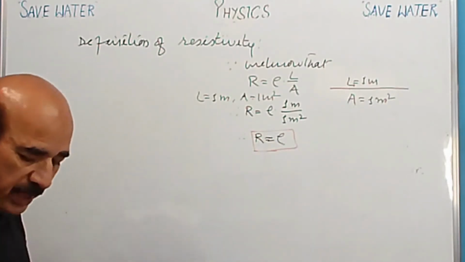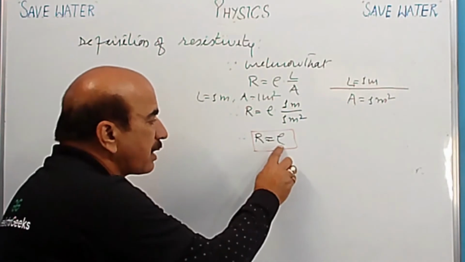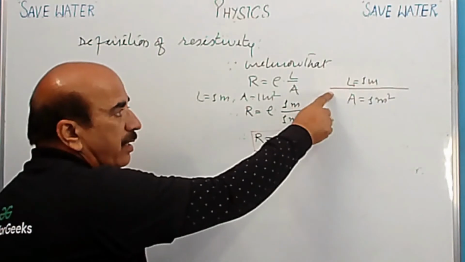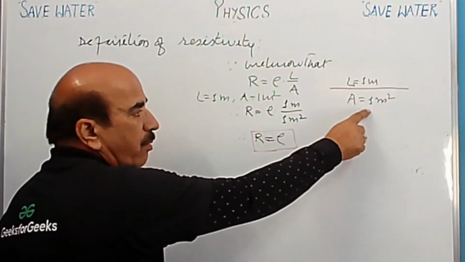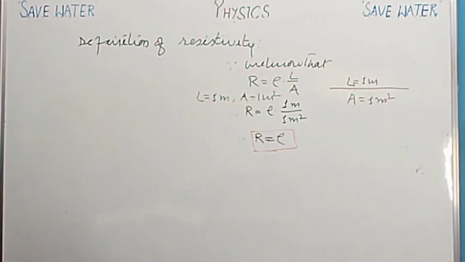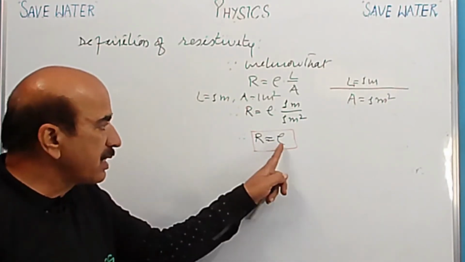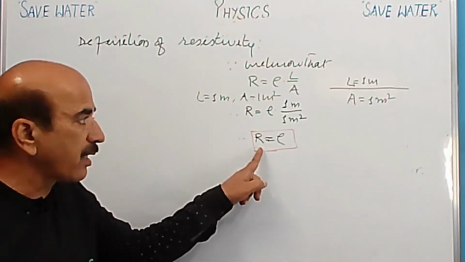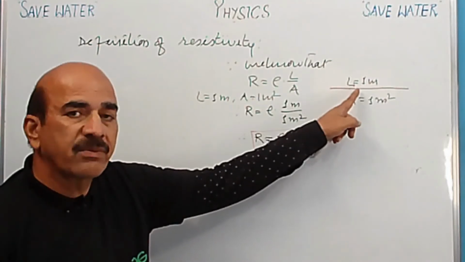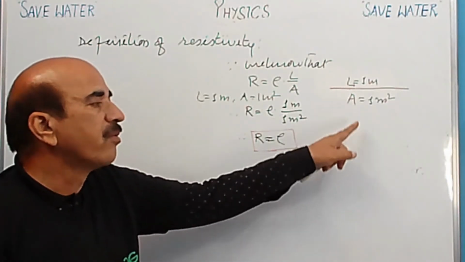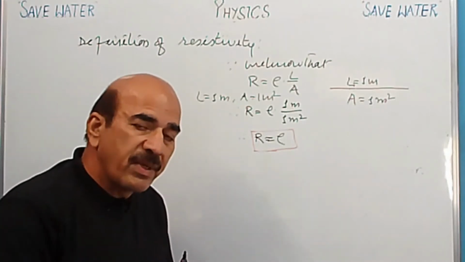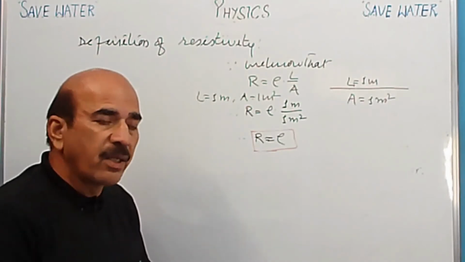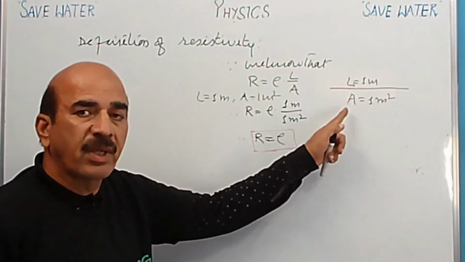So from this, what do we get? Resistivity is the resistance of the conductor whose length is 1 meter and area of cross section is 1 meter square. It's very simple. So resistivity is equal to the resistance of the conductor if the length of the conductor is 1 meter and area of cross section is 1 meter square. So what is resistivity? It is the obstruction to the flow of electrons by a conductor of length 1 meter and area of cross section 1 meter square.